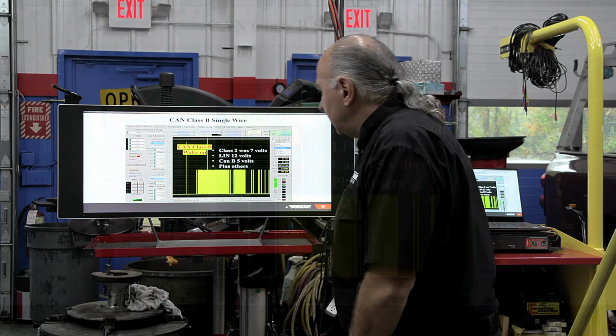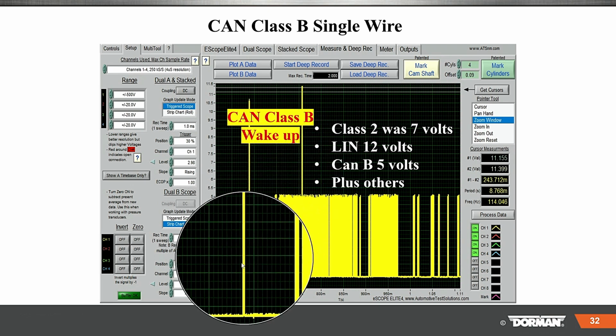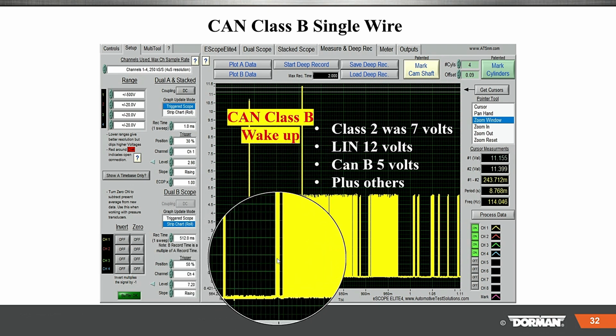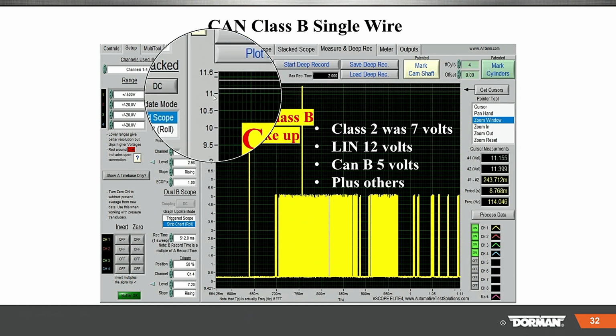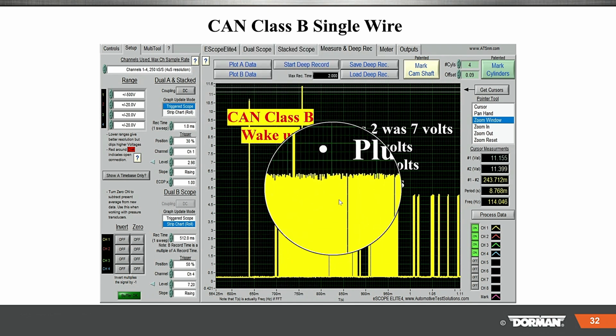First guy. Now here is CAN Class B, a wake up. So what's a wake up? You remember like putting the four-way flashers on and unlocking the door? Look where the voltage went. The voltage goes up to 12 volts. And then you see how the packets are moving?